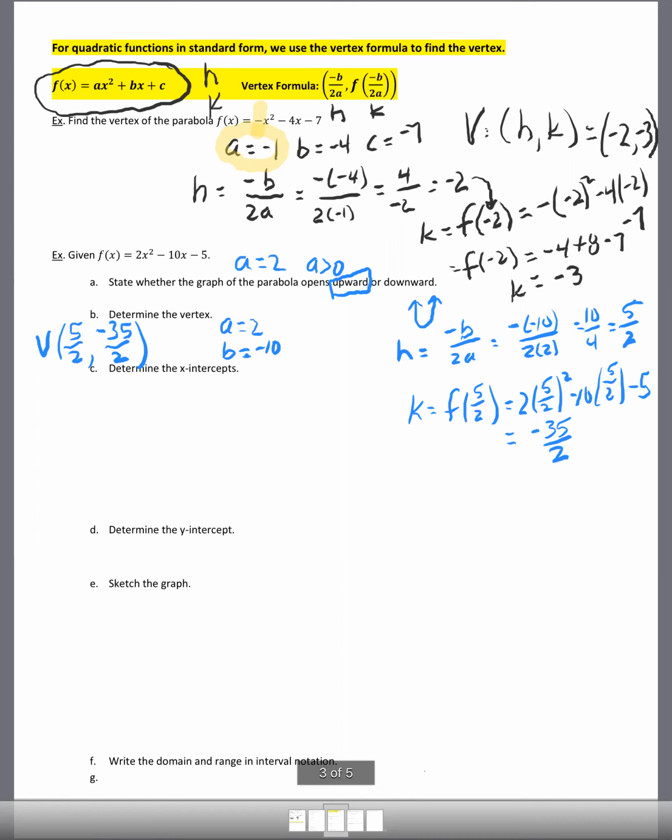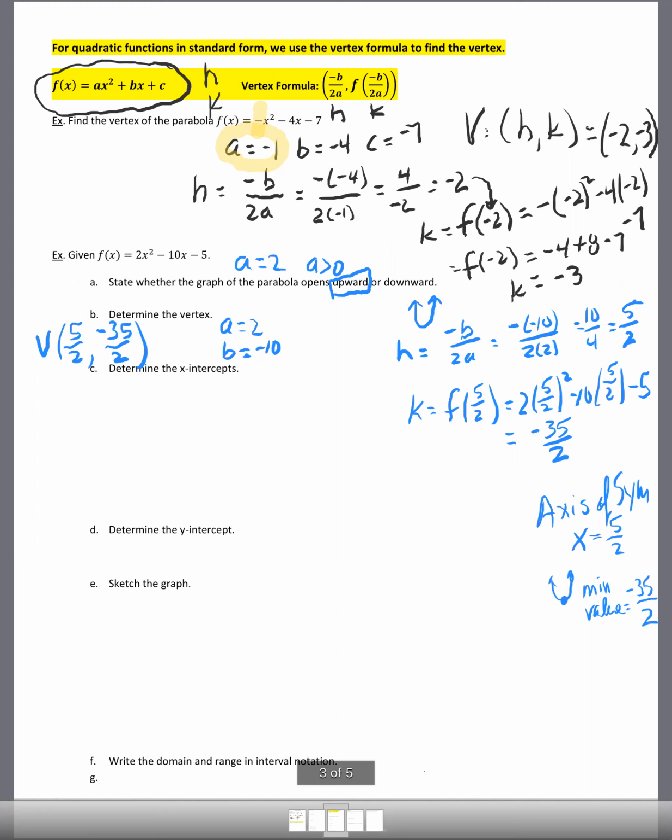Now that we know where the vertex is, this problem here did not ask you about axis of symmetry, but the axis of symmetry, if we had been asked for this problem, your axis of symmetry would have been x is equal to 5 over 2. Because this graph is going upward, if we had been asked, this would have had a minimum value, and that would have happened at -35 over 2 because that's the k value.